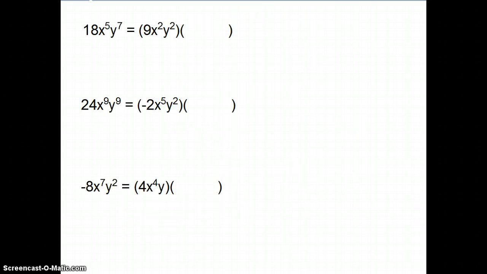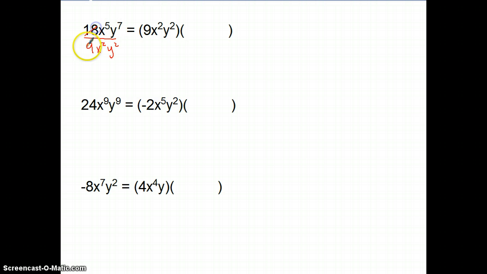I'm going to do this a couple more times and then ask you to practice on your own. So to factor out a 9x squared y from my original 18x to the 5th y to the 7th, I am going to divide the original by my 9x to the 2nd, y to the 2nd.